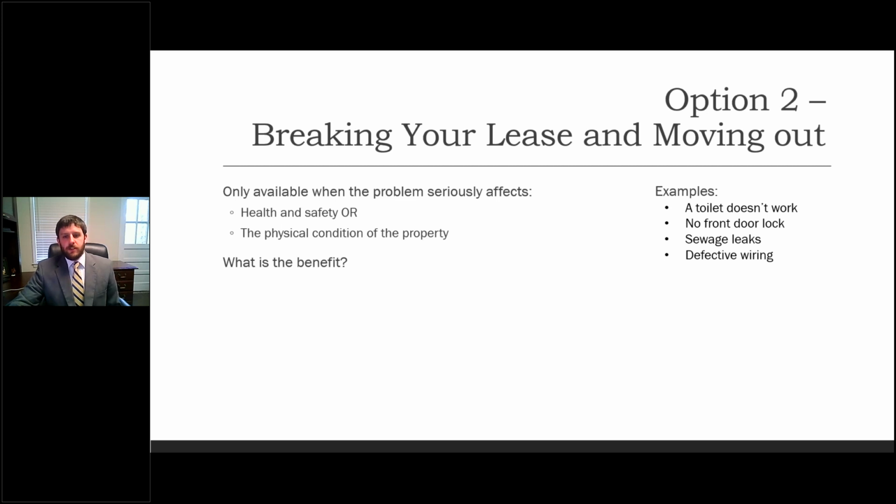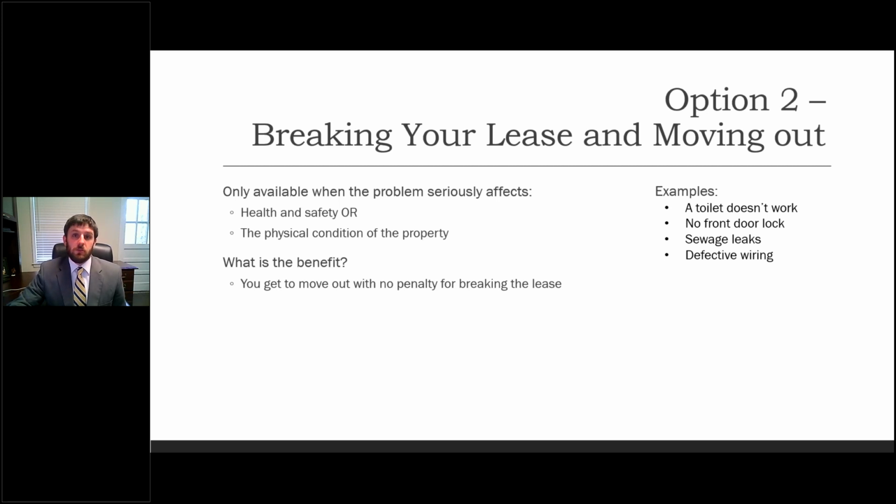So if this is only available when the problem seriously affects health and safety or the physical condition of the property, what's the benefit? What do you get by choosing this option? So if you follow the legal requirements and you provide notice, you wait the amount of time, when you choose to break the lease and move out, you get to move out with no penalty for breaking the lease. And so the penalties can be everything from, like, the harshest: if you got a lease for a year and you only stay 2 months, well, you still got to provide 10 months worth of rent.